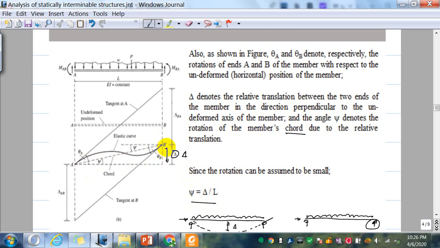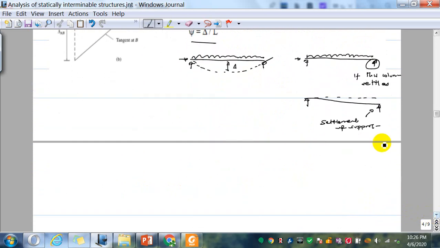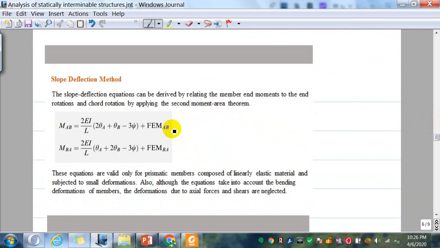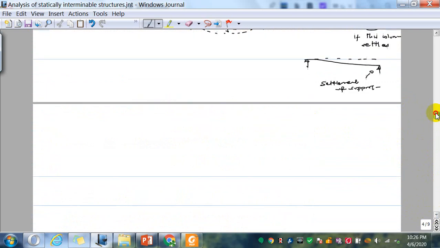Okay, so this is delta and this is L, so that is tan psi. For small angles, tan psi is equal to psi, so that is psi is equal to delta over L. Now we have to derive a set of equations so that can bring us these set of equations. Okay, so now we'll see how to derive this.